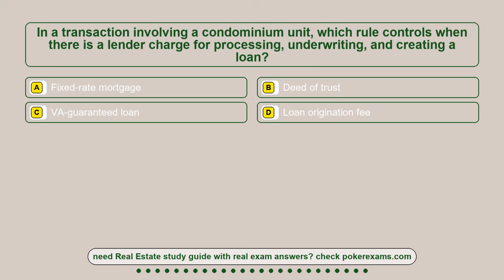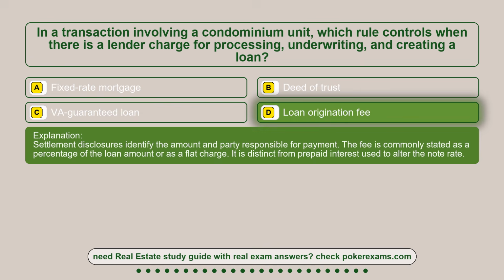Question 15. In a transaction involving a condominium unit, which rule controls when there is a lender charge for processing, underwriting, and creating a loan? Option A, fixed-rate mortgage. Option B, deed of trust. Option C, VA-guaranteed loan. Option D, loan origination fee. The correct answer is option D, loan origination fee.